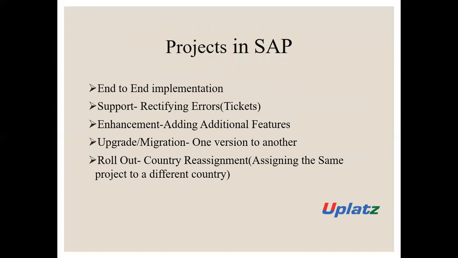Now let's see what are the different projects in SAP. So basically, there are 5 projects in SAP, that is end-to-end implementation project, support project, which is nothing but rectifying errors or rectifying tickets, enhancement project, or you can also call it enhancing the versions or the features of the project. Then we have upgrade or migration project, nothing but upgrading from one version to another version, or migrating from one layer to another layer. Then we have a rollout project, which is nothing but country reassignment, like assigning the same project to a different country with a few different specifications or with a few additions.